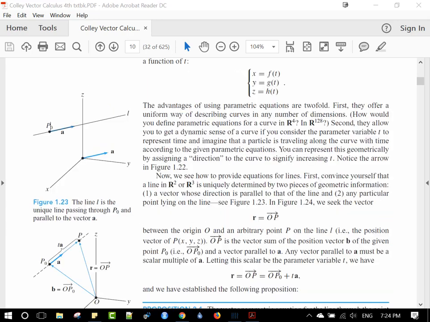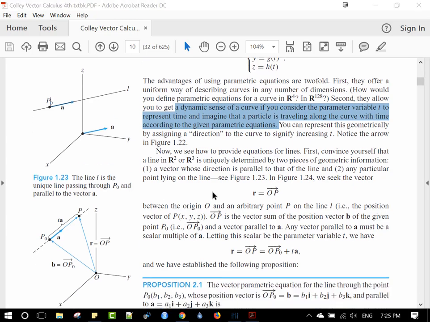So she says you get a dynamic sense of the curve if you consider the parameter variable t to represent time and imagine that a particle is traveling along the curve with time according to the given equations. So that's what we just said. You can represent this geometrically by assigning a direction to the curve. So we could say there's a direction moving around.